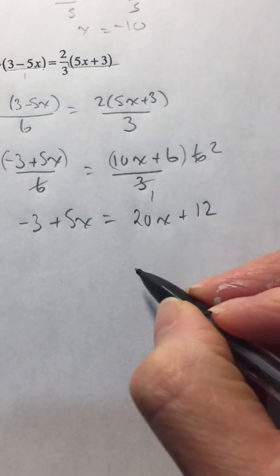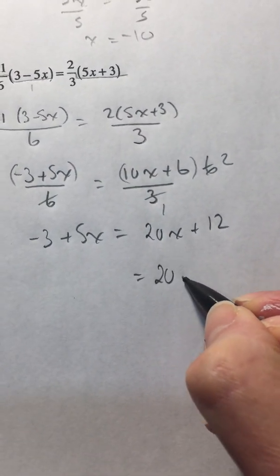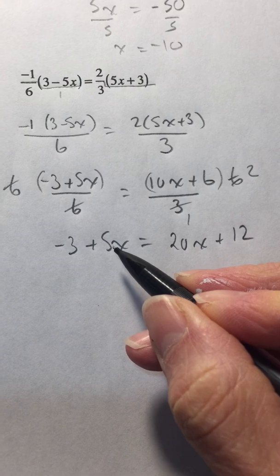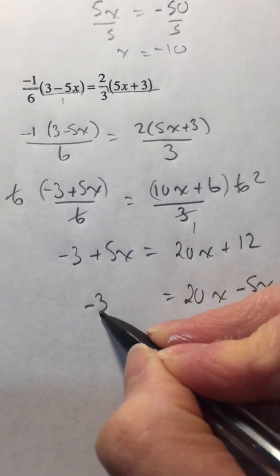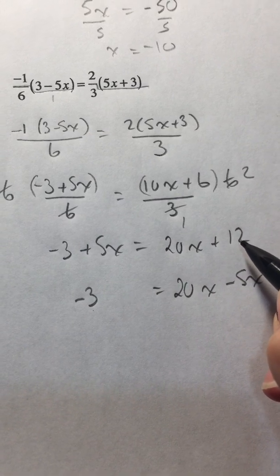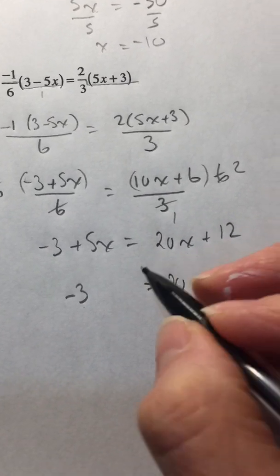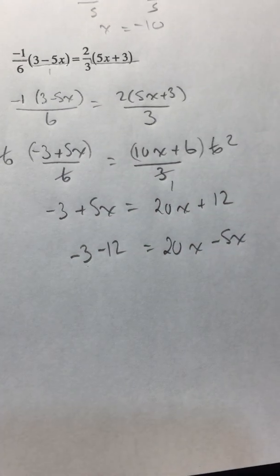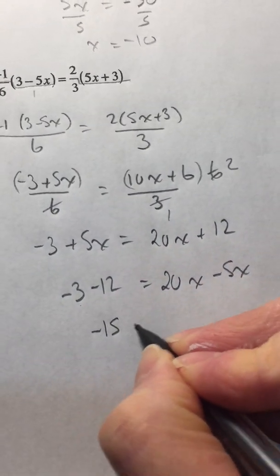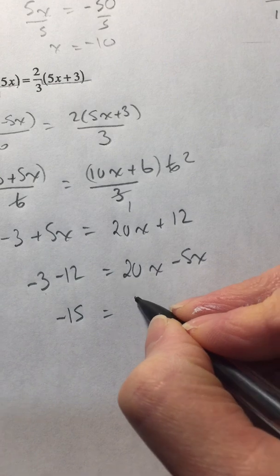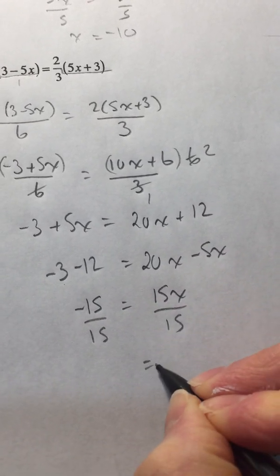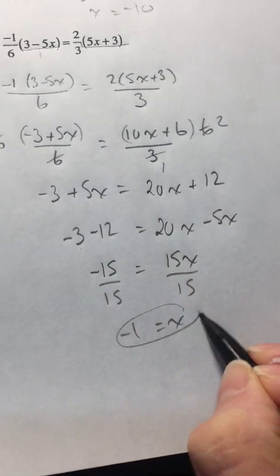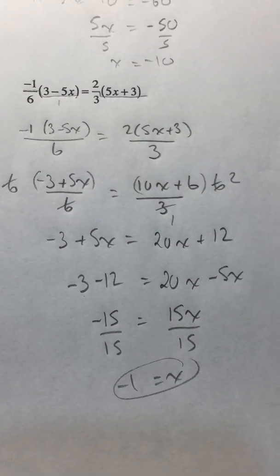And because 20x is bigger, I'm going to leave the 20x where it is. I'm going to bring the 5x over by subtracting it from both sides. I'm going to leave the minus 3 where it is, and I'm going to get rid of the 12 from this side by subtracting it from both sides. So we get minus 15 on this side, and I got 20x take away 5x is 15x. Divide both sides by 15. I was nice to you here, gave you a nice answer. And that's solving equations involving fractions.